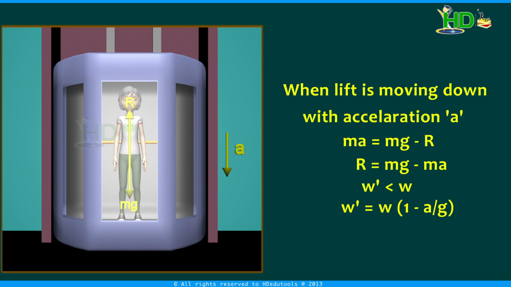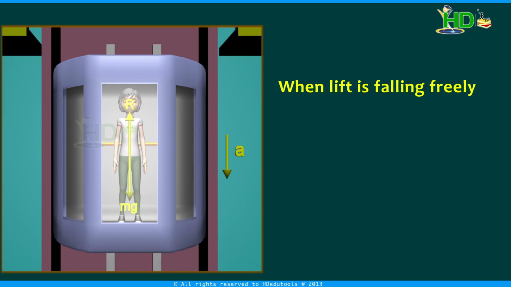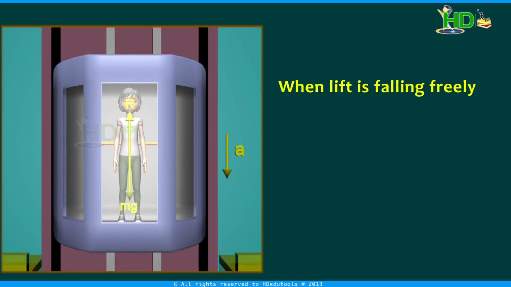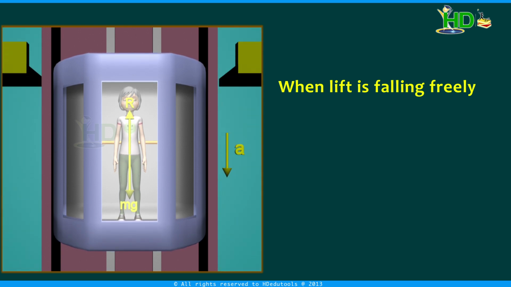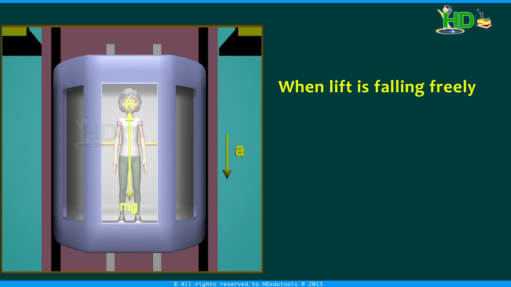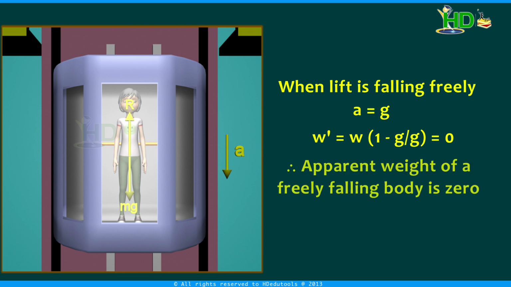Suppose in the same problem, I consider the lift is falling freely. A lift falling freely. Can a lift fall freely? Yes, if you cut this string, then it falls freely. In this case, a equals g, then W prime equals W into 1 minus g by g. This is equal to 0. That means the apparent weight of a freely falling body is 0.